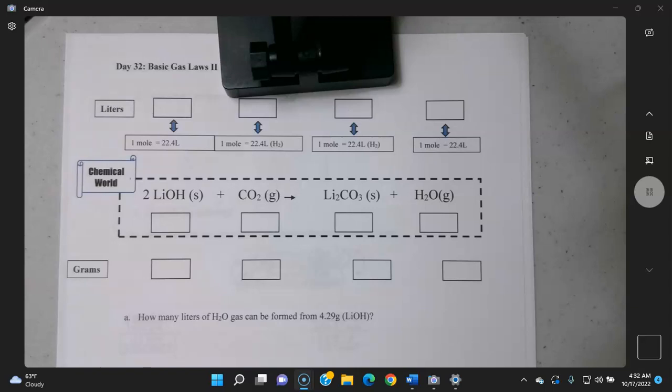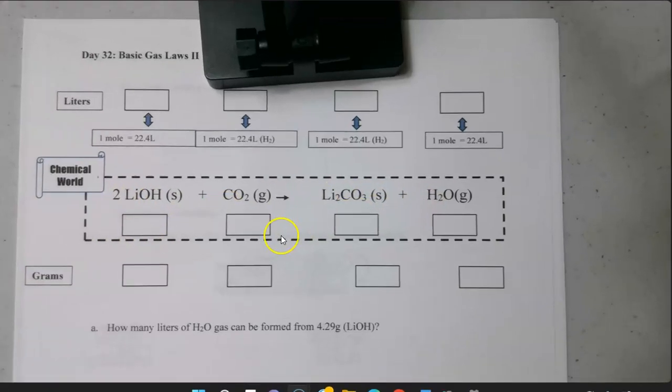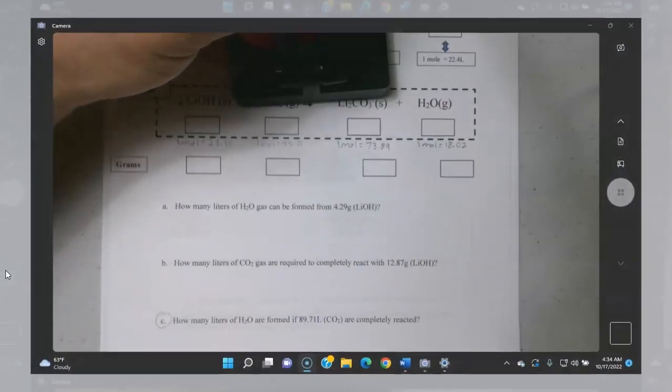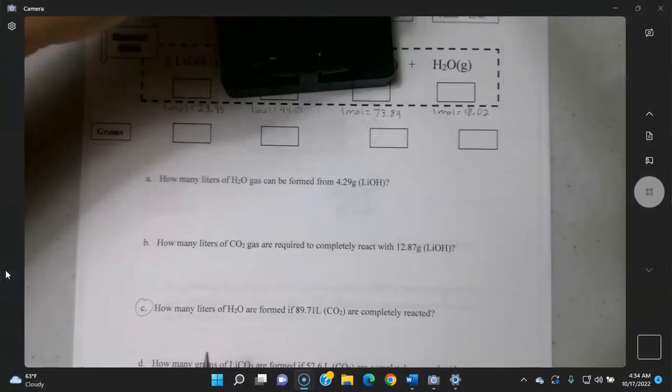Lithium is 6.94, oxygen is 16, and hydrogen is 1.01, and you have one of those. Remember, when you compute your molar mass, it's always 1 mole. Don't get confused by the coefficients in front of the equation. Okay, so I've gone ahead and added the molar masses for each of these substances. You're not going to need them on this question, though, because it's asking how many liters of H2O.